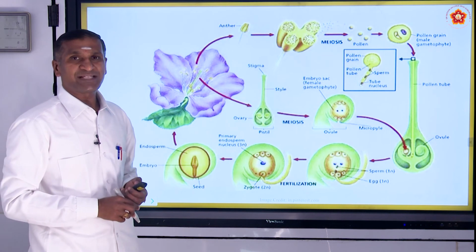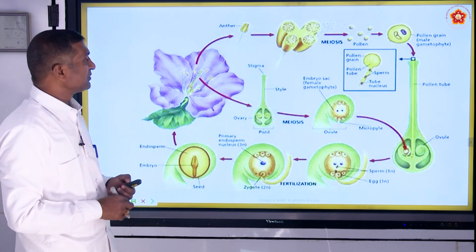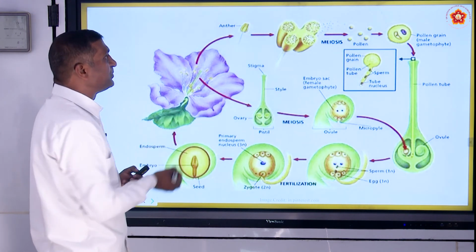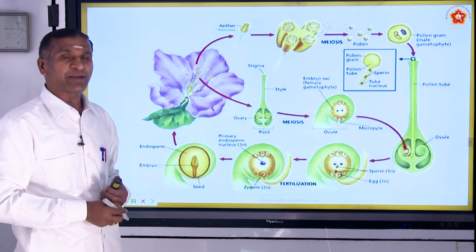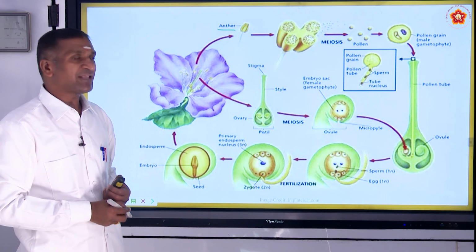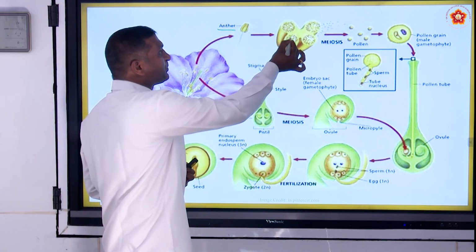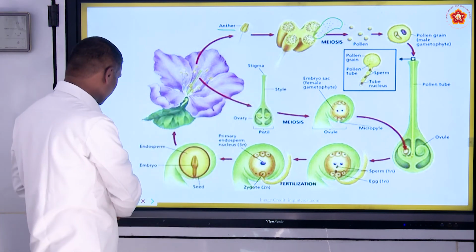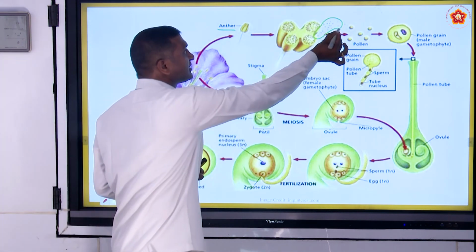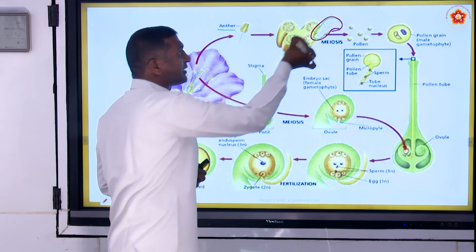A pictorial diagram. The flower which is bloomed, the anther which is the male reproductive part, having the anther lobes with pollen grains. What you can observe here are the pollen grains. These are the pollen grains that are being found.